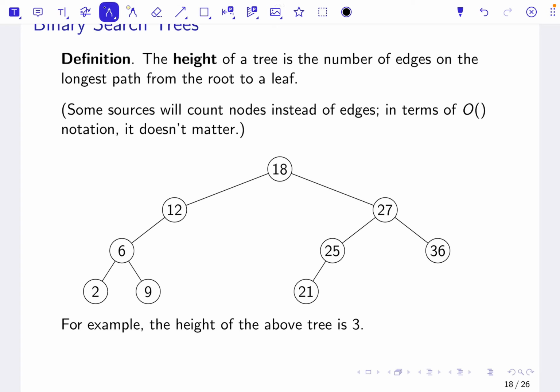Today we're going to finish up our discussion about binary trees by doing a little bit of mathematical analysis of binary trees in order to justify my claims that I made earlier about the operations of a binary tree having logarithmic time complexity.